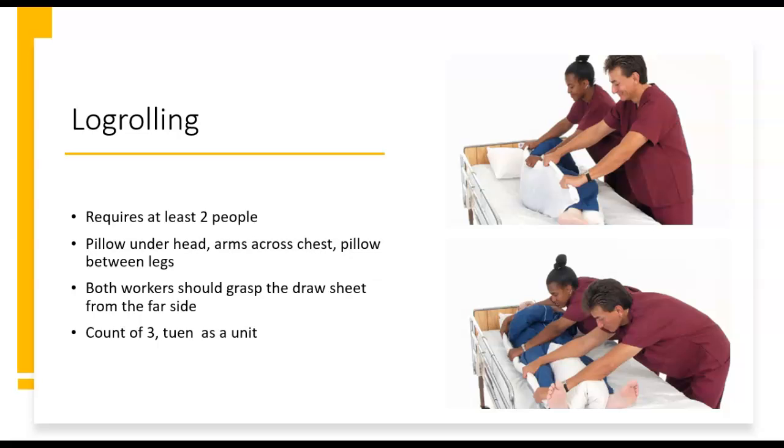Log rolling is a little bit different. It takes two people. You have a pillow under their head, across their chest, and a pillow between their legs. Both workers should grasp the draw sheet from the far side and count on 3, turn as a unit. This is where everything must turn at the same time.